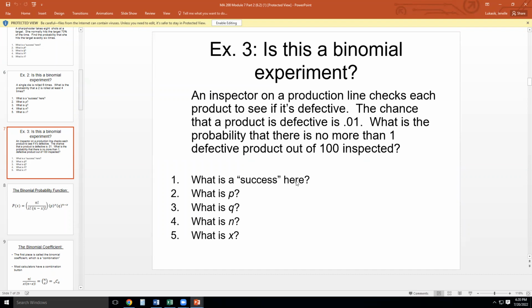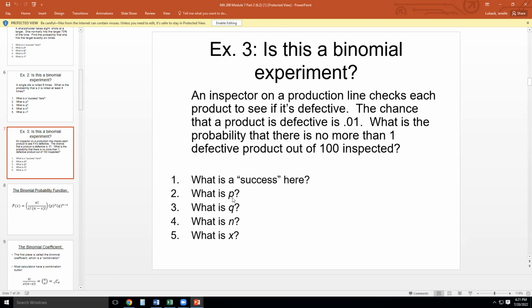So a success in this case, since we're checking specifically for defective products, that's our success, finding a defective product. I know that sounds weird. That's what makes that kind of a weird term, because you might think, well, that's not successful. I don't want to find defective things. It kind of is in this case, right? We're trying to pick out the defective products and find them. So our success, it doesn't matter if it means something good or bad to you. It's just, what is it that you're looking for? We're looking for defective products.